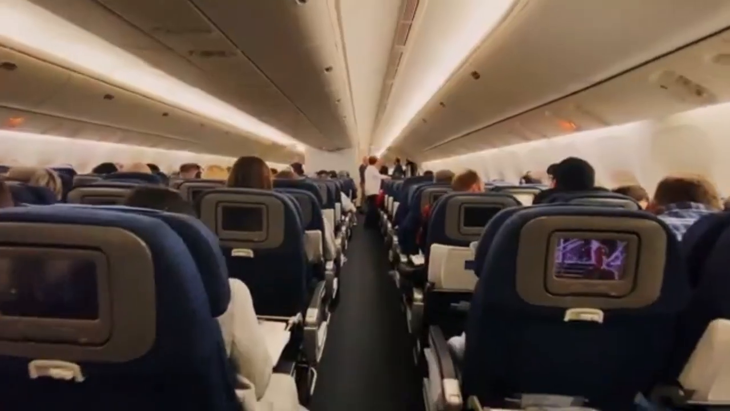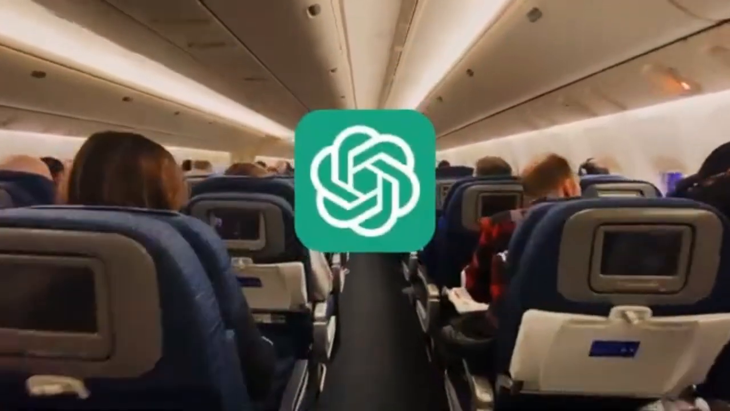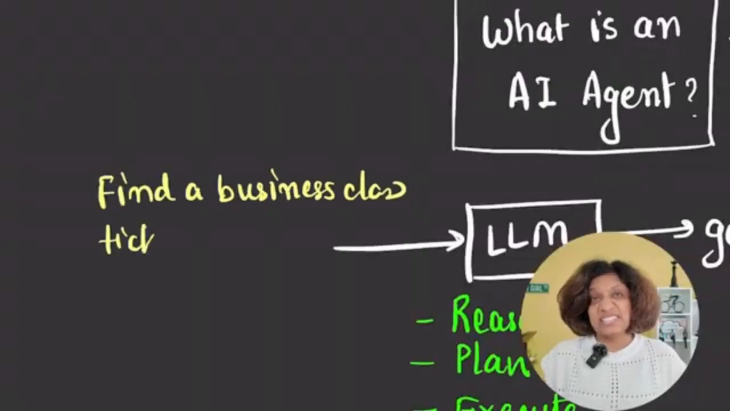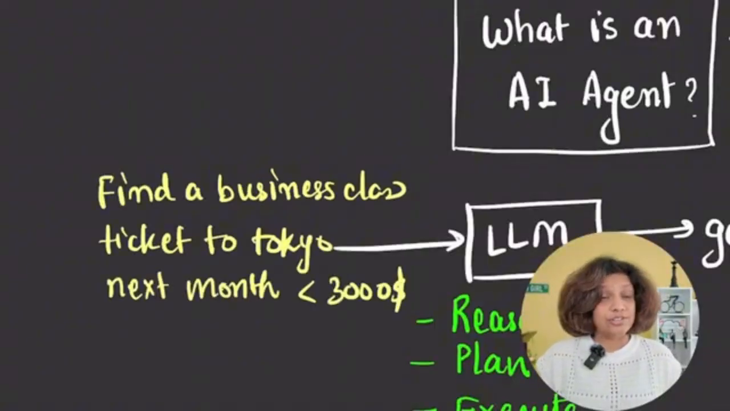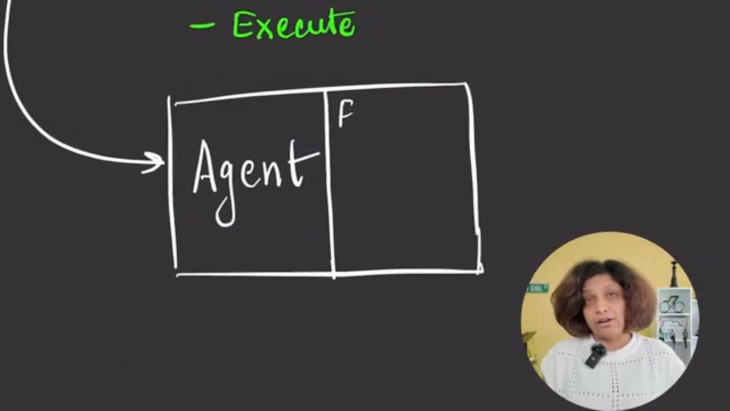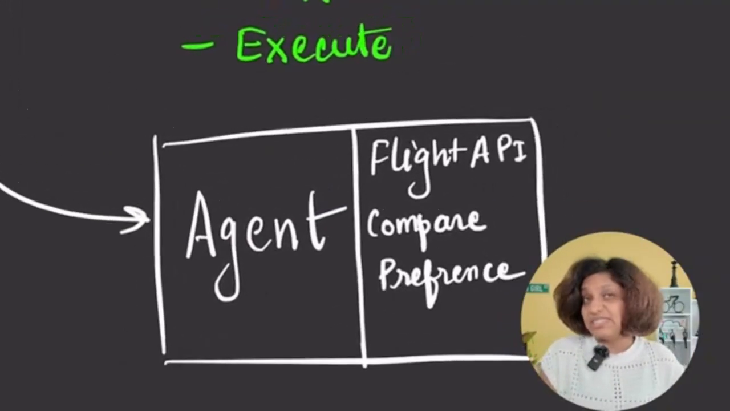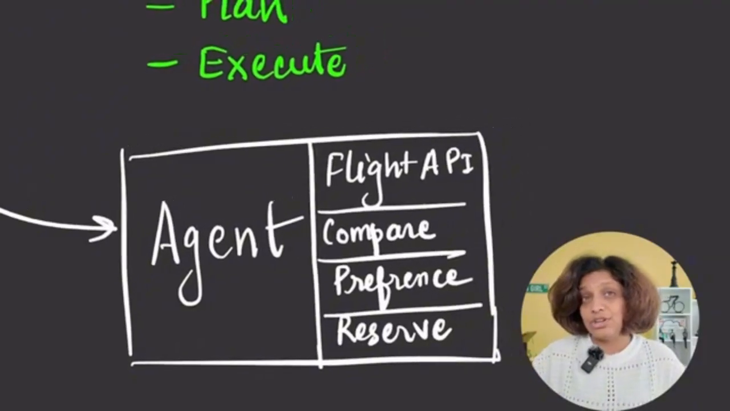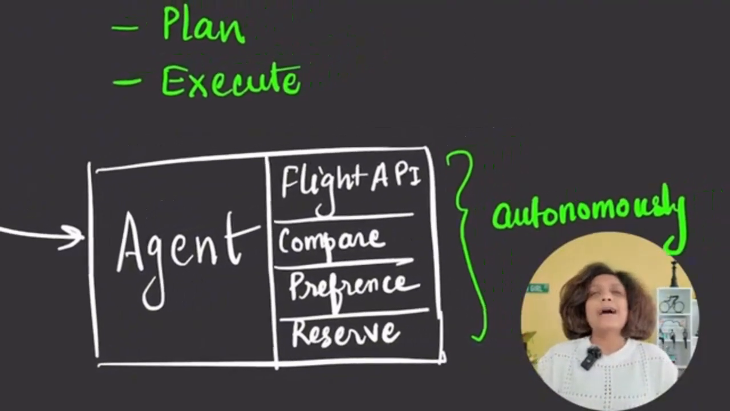Now, think about booking a flight. If you ask ChatGPT to book your flight, it'll give you instructions on how to book the flight, maybe a list of websites to check. But if you ask an AI agent to book your flight, find me a business class seat to Tokyo next month under $3,000, the agent will actually search for flights, compare options, ask for your preference, and actually complete the reservation for you. All of this happens autonomously within one conversation. That's the power of an AI agent.